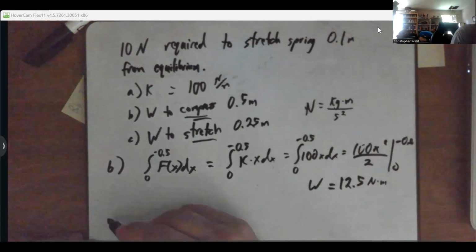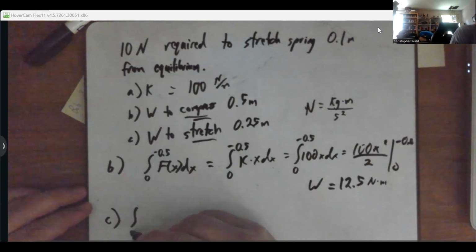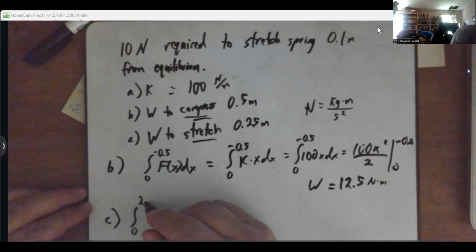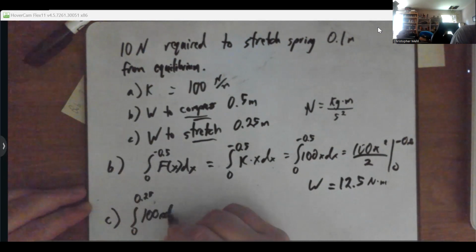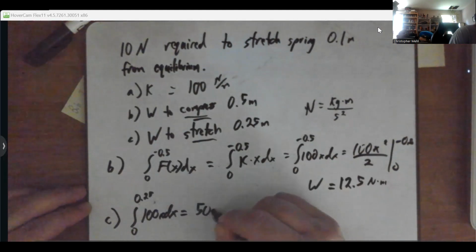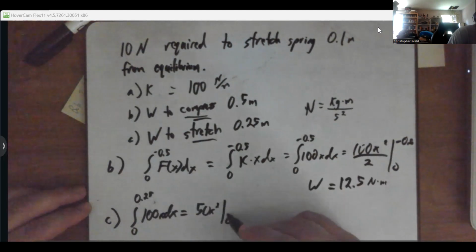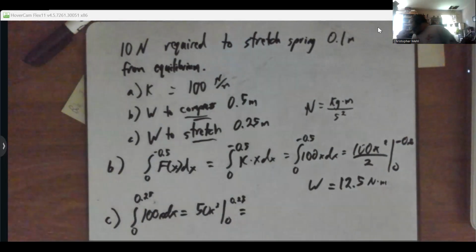Okay, next one, part C, same idea, but now we're stretching. So now we're going from 0 to 0.25, not 2.5, sorry, 0.25. It's still 100x dx. And so it's going to be 50x squared evaluated between 0 and 0.25. And that is going to work out to be, in this case, 3.125.